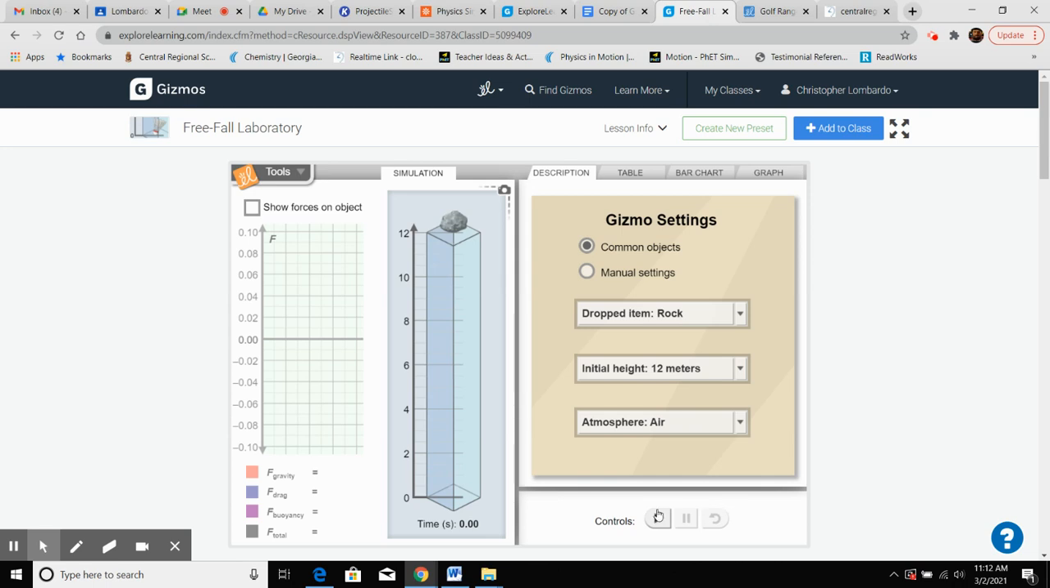So let's just say, for this example, the baseball and golf ball had the same mass. Which would be more affected by air resistance? The golf ball or the baseball?